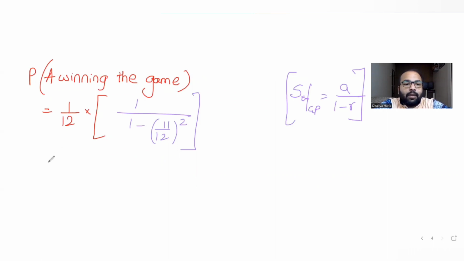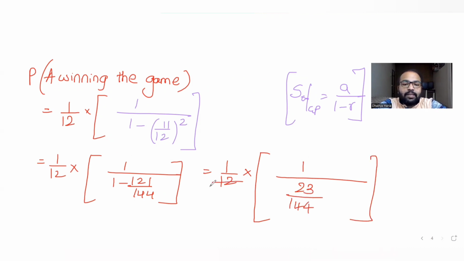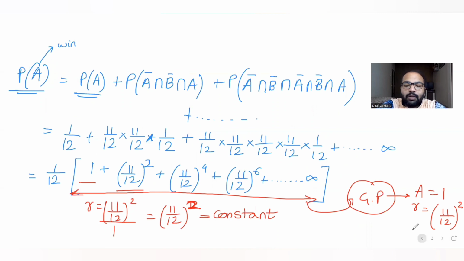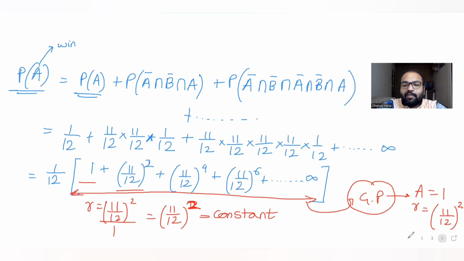So 1 upon 12 into 1 upon 1 minus 121 by 144. Solving this further gives me 1 upon 12 into 1 upon 23 by 144. I can cancel the 12: 12 ones are 12, 12 twelves are 144. This is present in the denominator of the denominator, so it goes in the numerator. That gives me 12 by 23. So the probability of A winning the game, where A starts first, is 12 by 23.